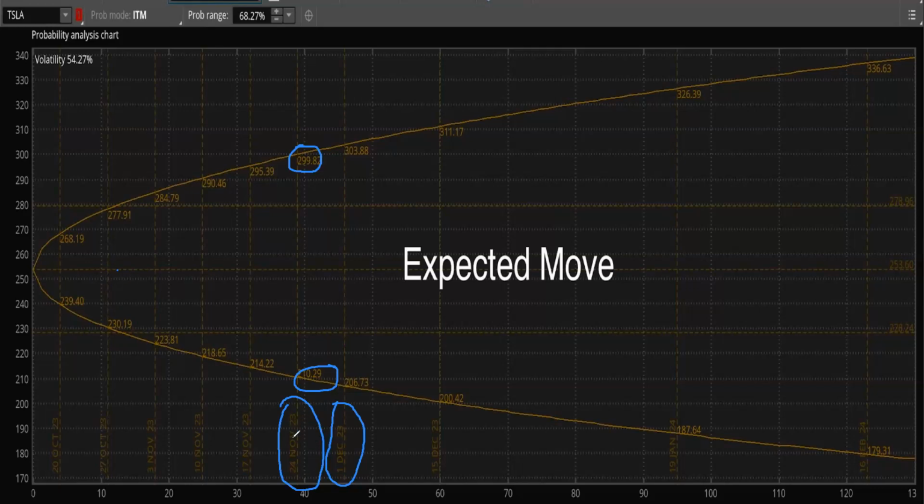So by November 24th, the expected move is saying that they're expecting a move as potentially low as 210 or as high as 299. So this is the expected move that is being calculated into the options chain.